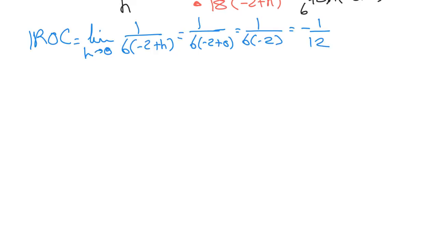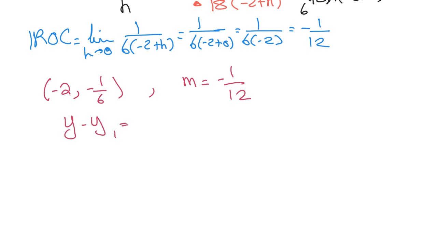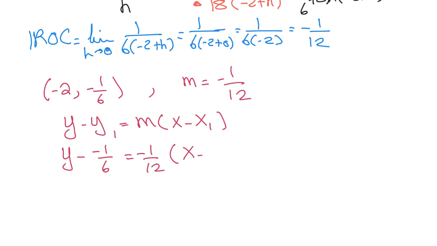For this tangent line, now you have a point which is negative 2 and negative 1 over 6. But also you have the slope at this point after doing your AROC and the IROC, which is negative 1 over 12. Now I can use my equation y minus y1 equals m times x minus x1 in order to write the equation of the tangent line. So y minus your y1 is equal to negative 1 over 6, m is equal to negative 1 over 12, and x minus x1, which is negative 2.